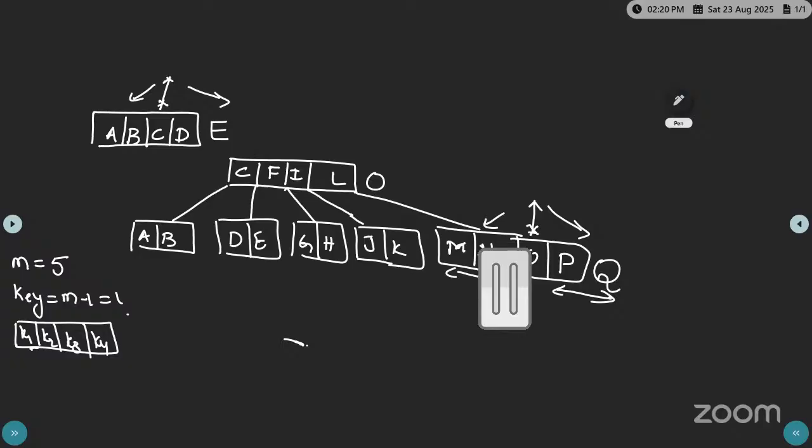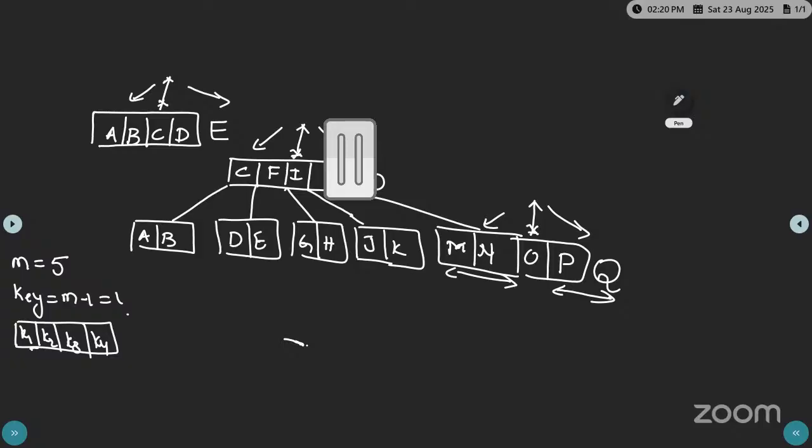Same process here: you identify the middle element and pull it up. I belongs to the root node, and the rest of the elements belong to the left side and the right side. L and O. Pull the middle element, I belongs to the root node, and CF belongs to the left side of I, LO belongs to the right side of I. Any doubt? Now tell me the new root node here. I belongs to the root node.